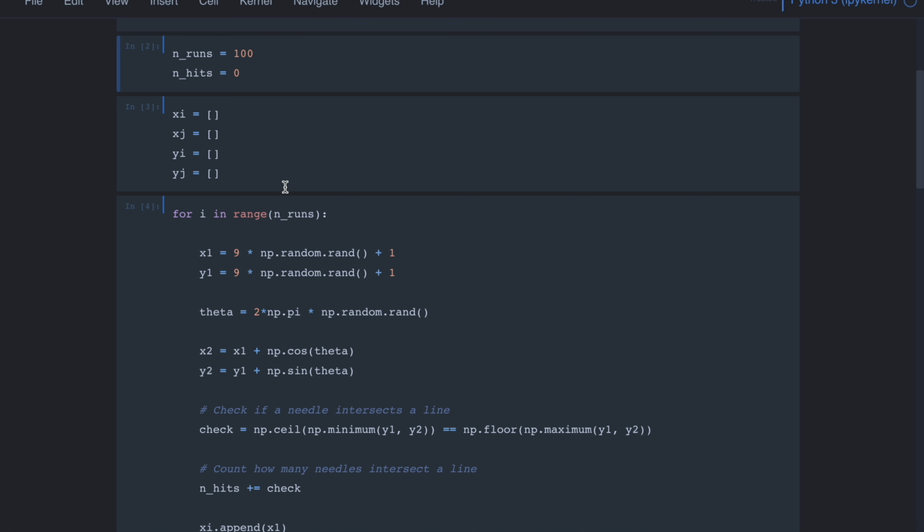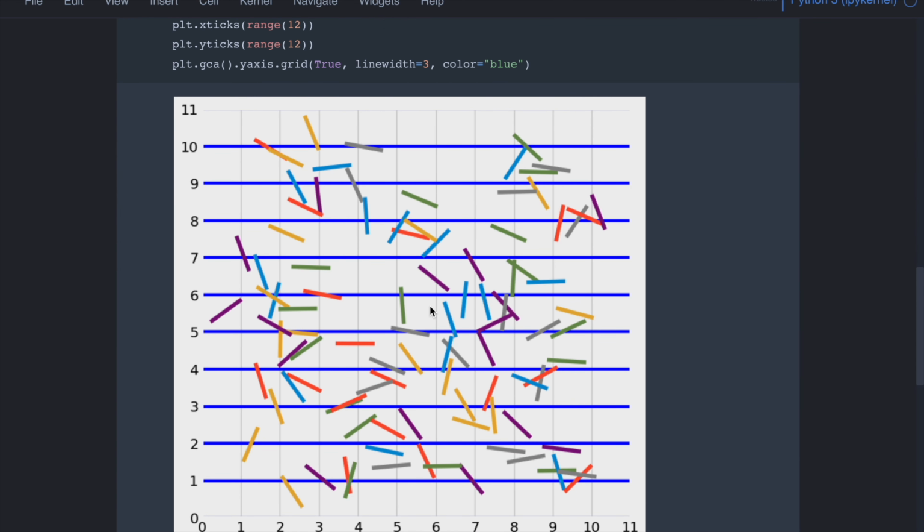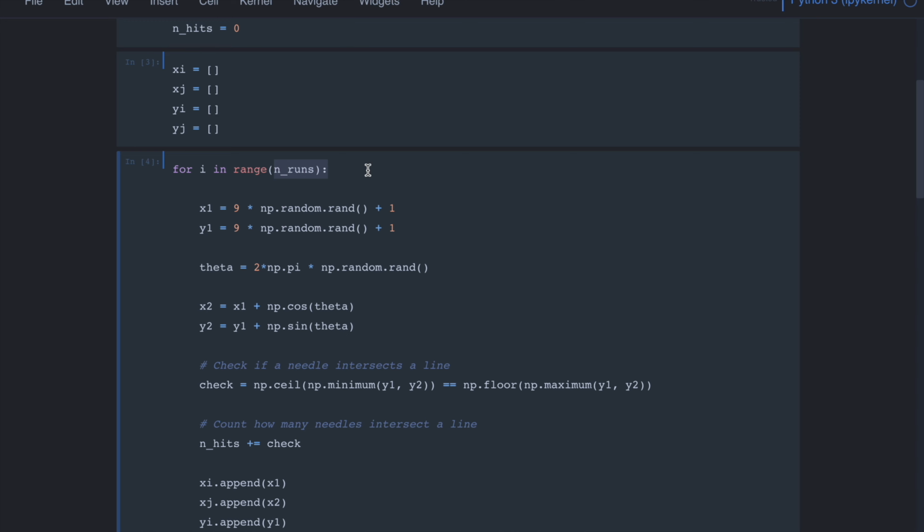Now we are going to generate lots of needles. 100 needles, which means each needle will have 4 coordinates. That would be x1, x2, y1, y2, or here I call them xi, xj, yi, yj. For each needle we are going to have the 4 values stored in these variables, so that at the end of the experiment we can plot the needles here. All right, so let's generate the needles.